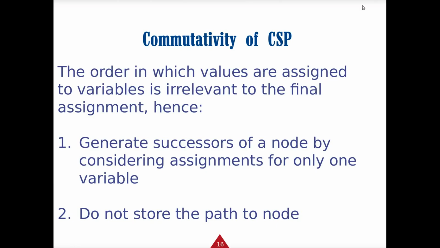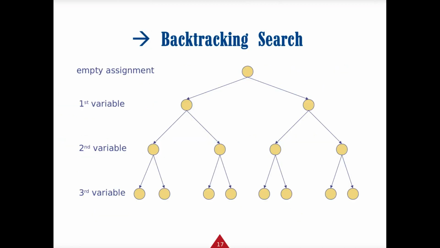Commutativity of CSP: for CSP, the order in which values are assigned doesn't really matter. I showed in the 8 queens problem that we start from left to right, but the order doesn't really matter. So you just generate successors of the node by considering assignments for only one variable at a time. You don't need to consider too many steps forward. You also don't have to store the path to a node because it's part of the constraints, and you can start pretty much anywhere you want.